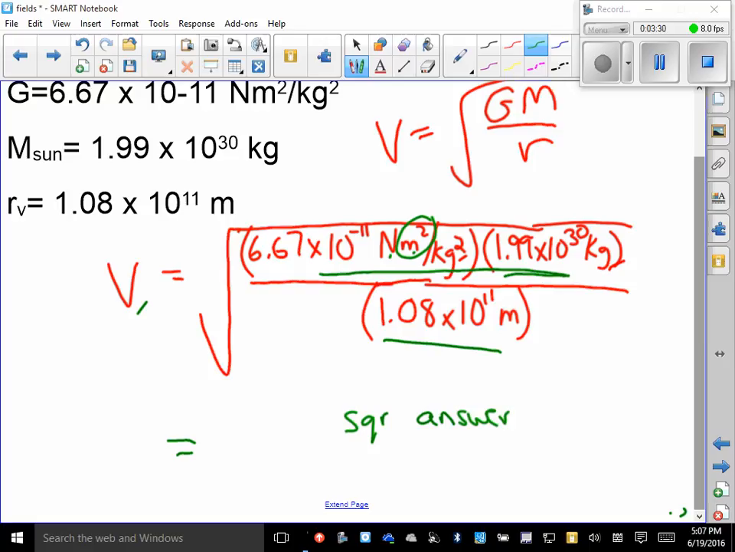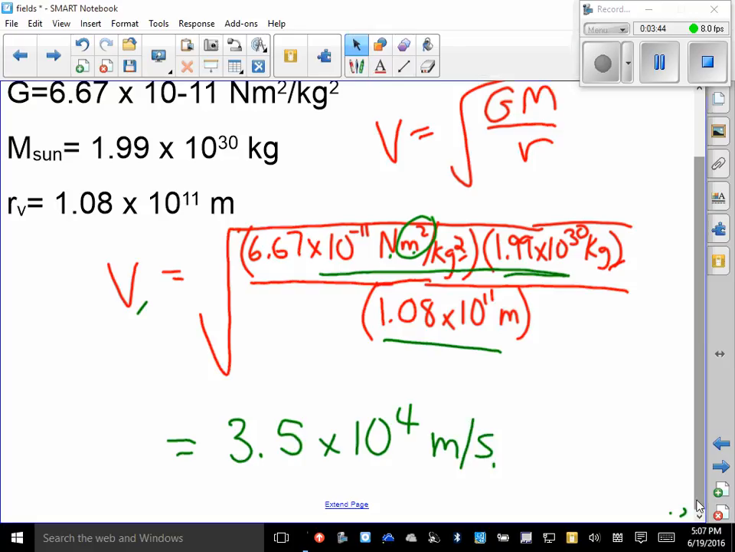Each time you write something down and you take away decimal spots, you're going to get a less precise answer, a less accurate answer as well. So 3.5 times 10 to the 4 meters per second is what we should get for the speed of Venus around the sun. Cool.